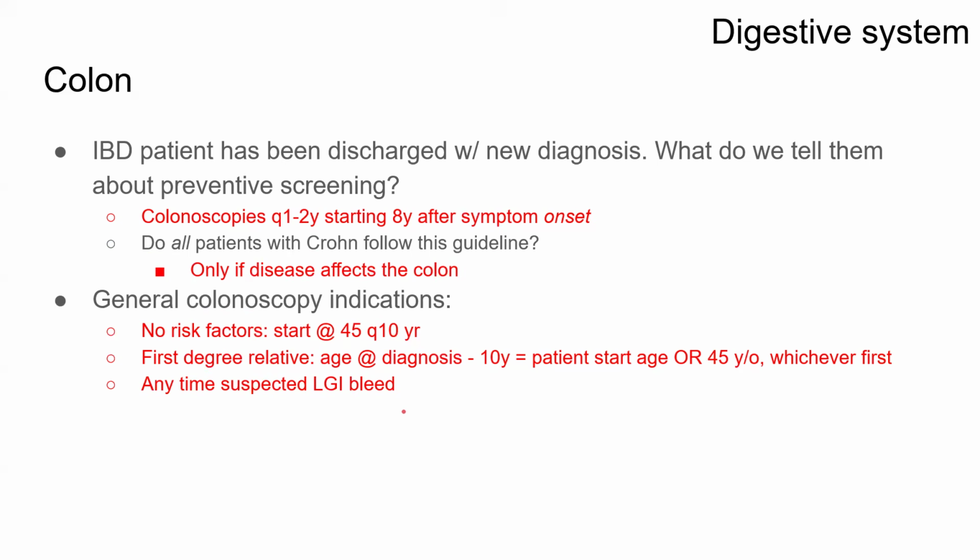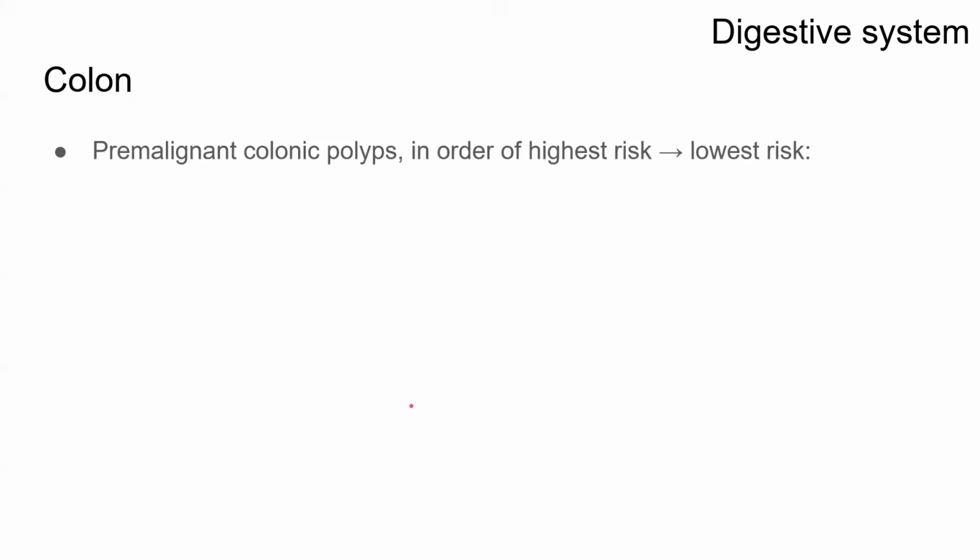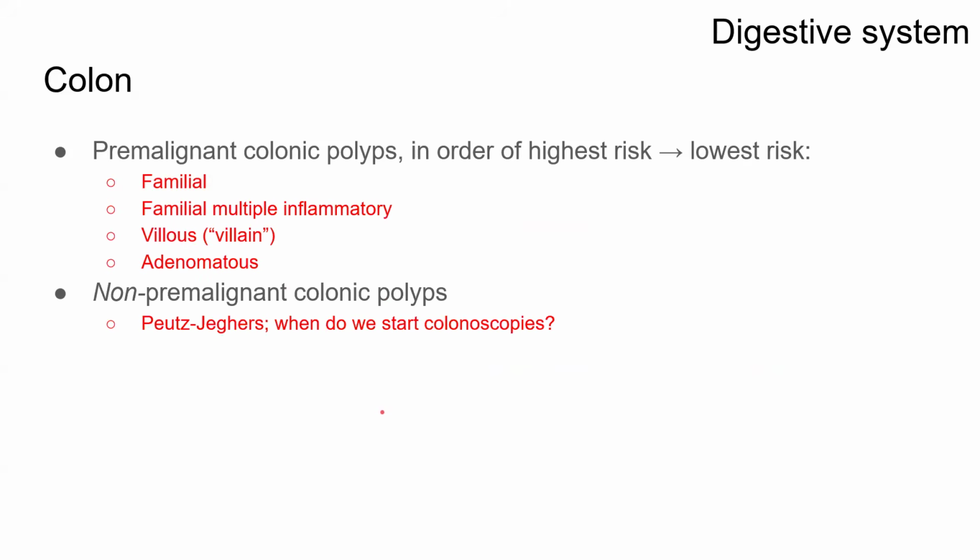I'll talk about more GI bleed stuff in the next surgery episode, or maybe an IM, I don't know. Anyway, continuing with colon stuff, this is a little bit lower yield of a detail, so I'll just skim through this. There are pre-malignant and non-pre-malignant colon polyps, in order of highest risk to lowest risk of becoming cancerous. The premalignant ones include familial polyps, familial multiple inflammatory polyps, villus polyps, and adenomatous polyps.